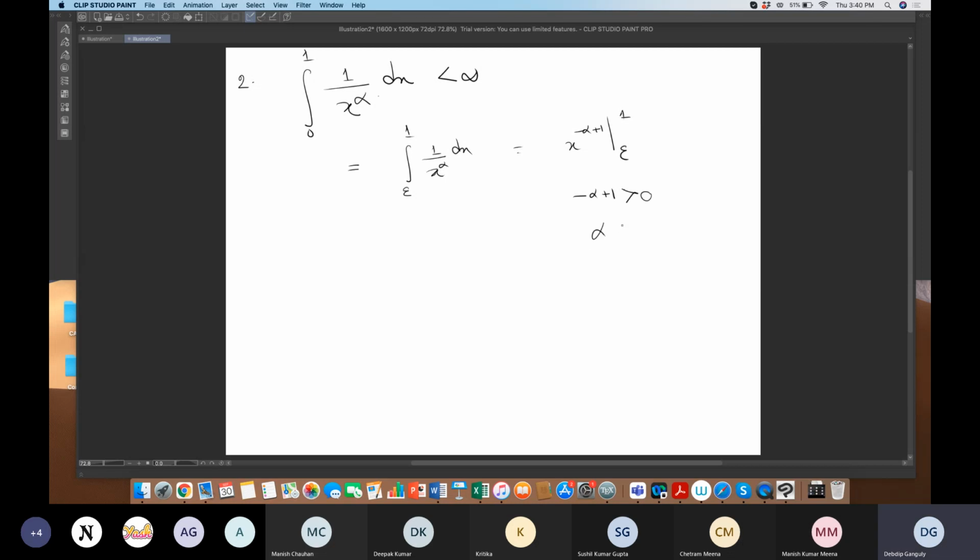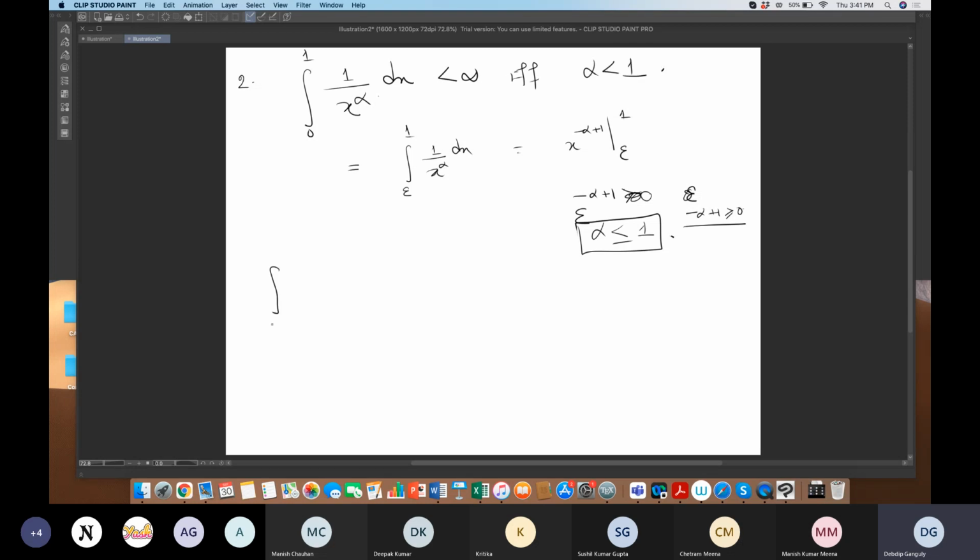So when alpha, clear? Yes or no? Yes, sir. Because you have to write epsilon to the power minus alpha plus 1. This will mean epsilon to the minus alpha. This is integrable when minus alpha plus 1 is greater than or equal to 0, you can say. So this is very important. This is if and only if alpha is less than 1.